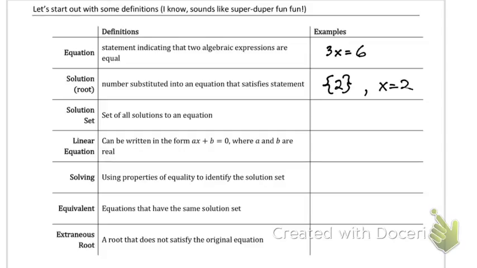A solution set is when you are listing all of your solutions for a particular problem. So this one, 3x equals 6, would only have one solution. So 2 would be the solution set. But if you remember from Algebra 2, there are equations that have multiple different answers. And to be a solution set, you'd have to list all of them.